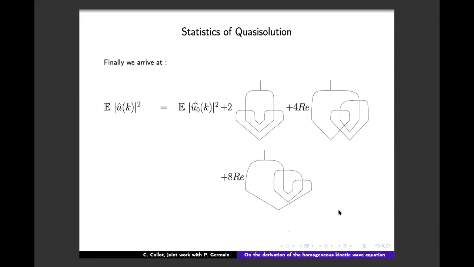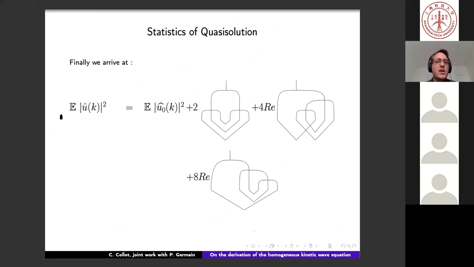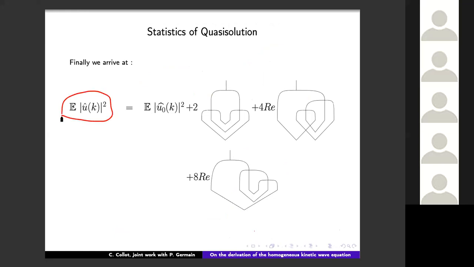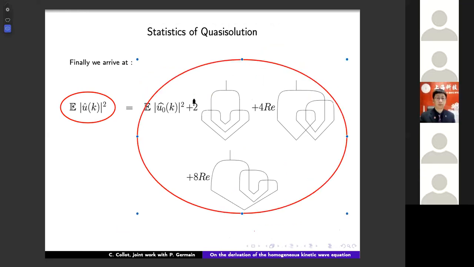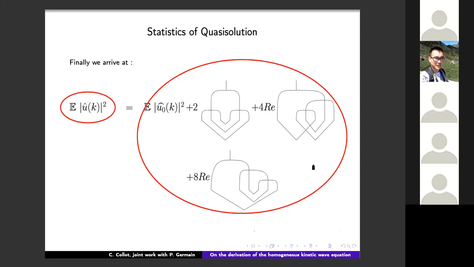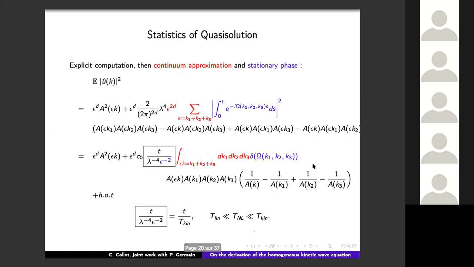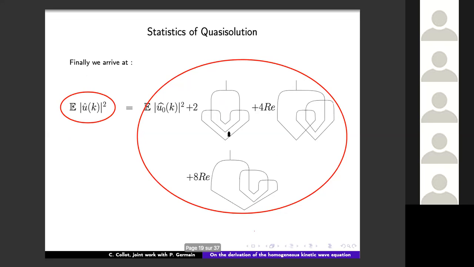If I do many drawings, in the end, I have this. So the expectation of my Fourier coefficient at some later time, I just need to compute this. So I see the initial data, this is the first term, and my correction is just given by some Feynman diagrams. There is a way to go back to an actual formula. If you do so, you end up with that. And here, it's very important to see that this formula exactly corresponds to my drawing here.